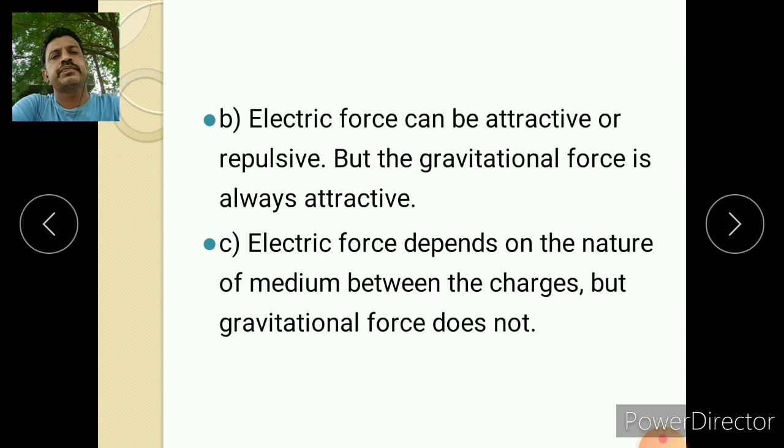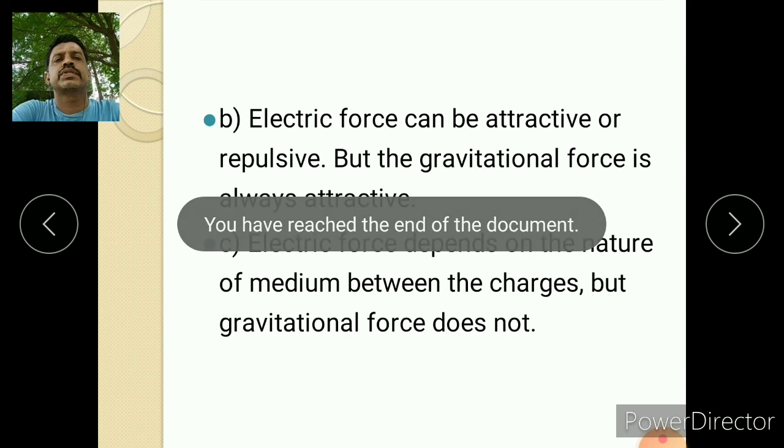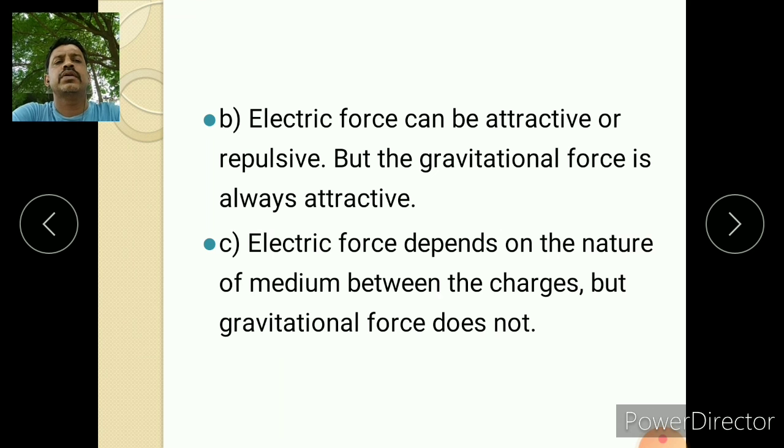The electric force depends on the nature of the medium between the two charges, but the gravitational force does not. So these are the differences between the electric force and the gravitational force.